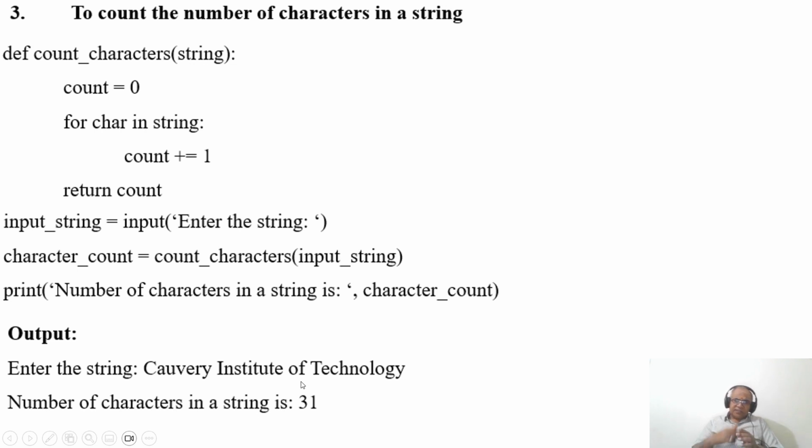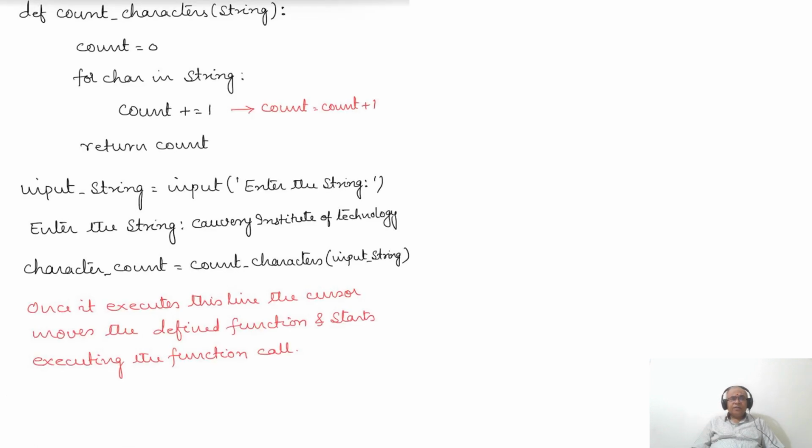Now when you want to take the same string, Kaveri Institute of Technology, and see what happens. So first we are going to define count characters string. Count is equal to 0, for char in string, that is characters in that string, count plus equal to 1. What does that mean? Count is equal to count plus 1. Then you are going to return the value to what? To the main function. That is character count is equal to count characters input string.